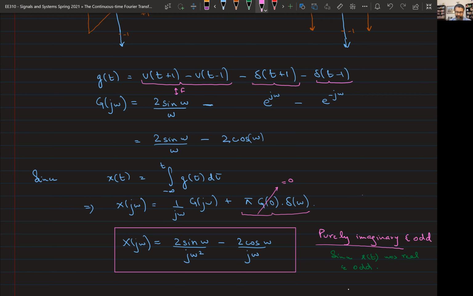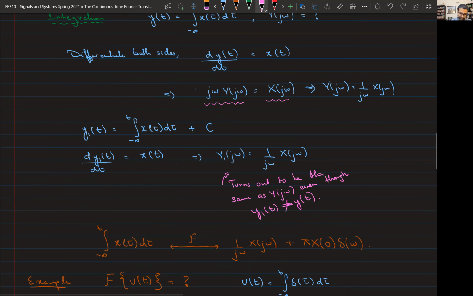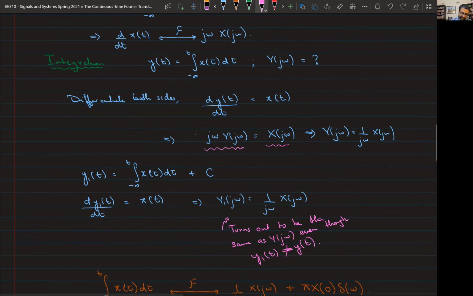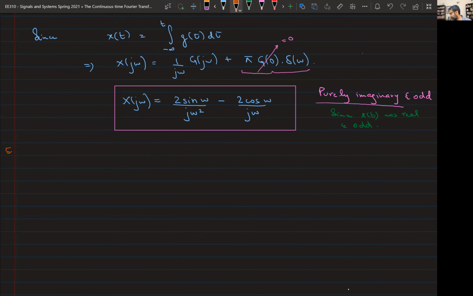All right, no questions. Let me talk about the next property. What property were we at? It was property number 4, so this is now property number 5, which is time and frequency scaling. What do I mean by that? If X of t has a Fourier transform X of j omega, the usual notation, the question is, what is the Fourier transform of X of a t?